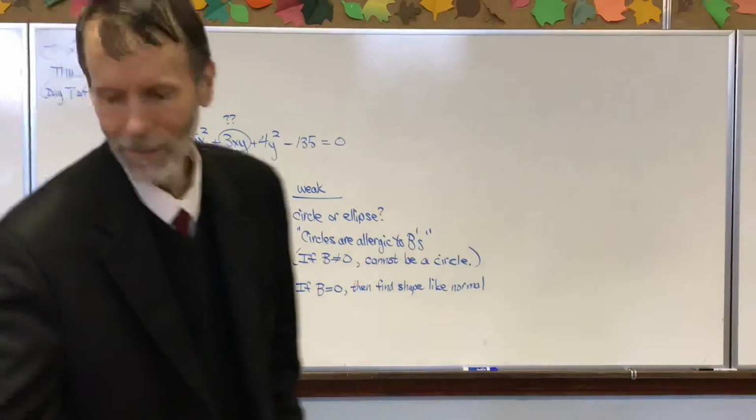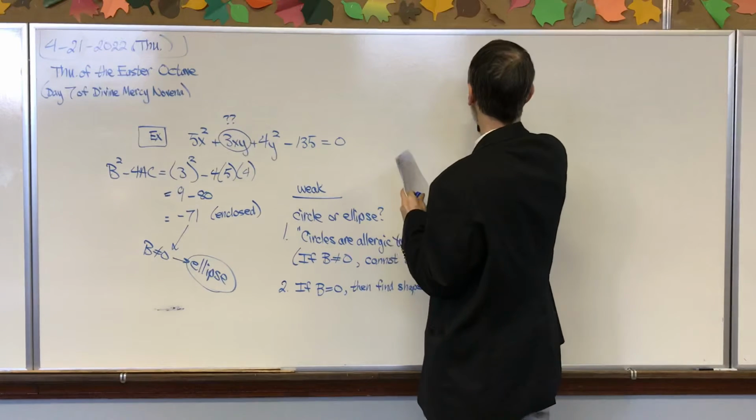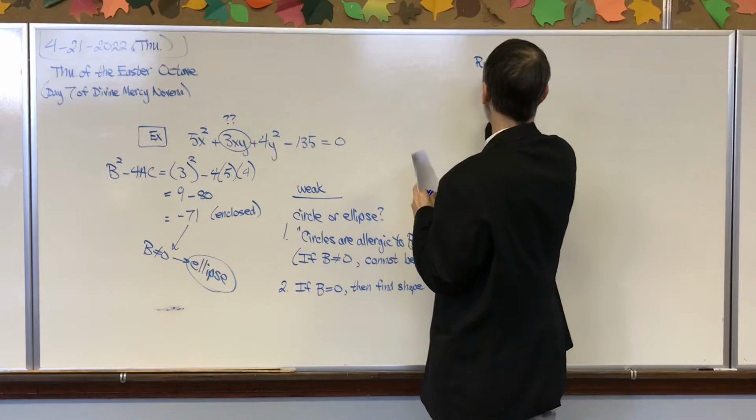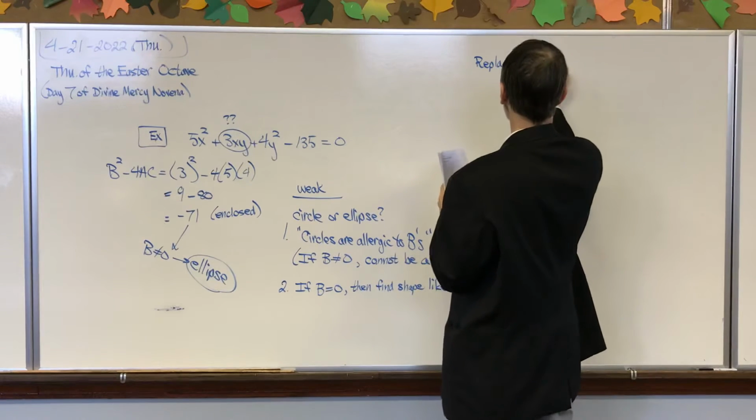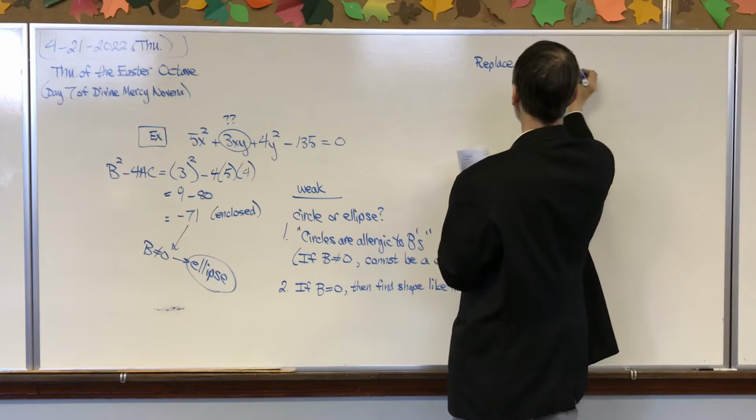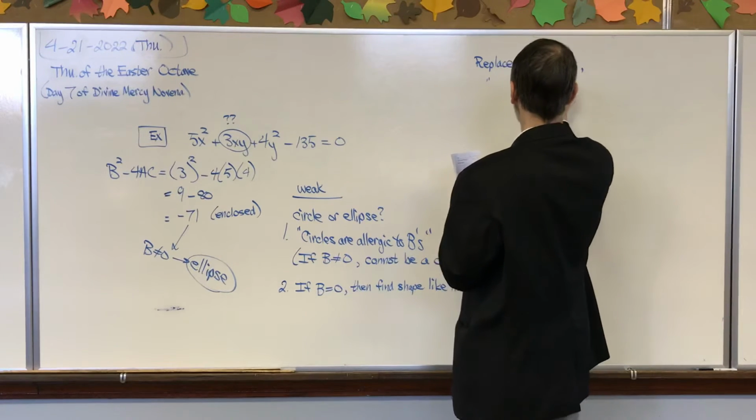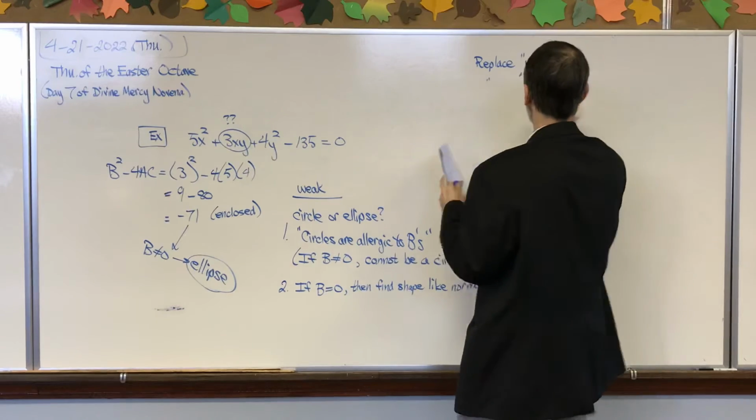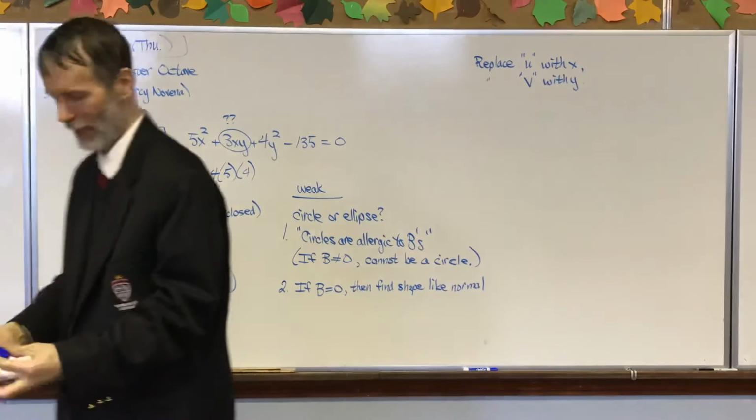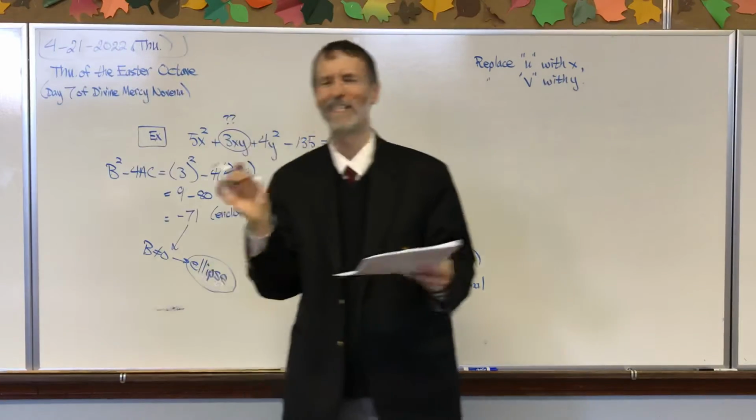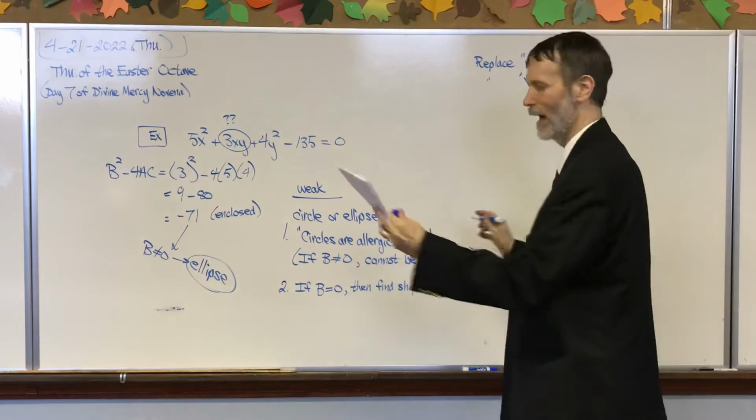Here's the key. Replace u with x and replace v with y. I would just rewrite the entire thing. And be careful, the computer sometimes puts a dot there instead of just snugging it up. I think I know why.